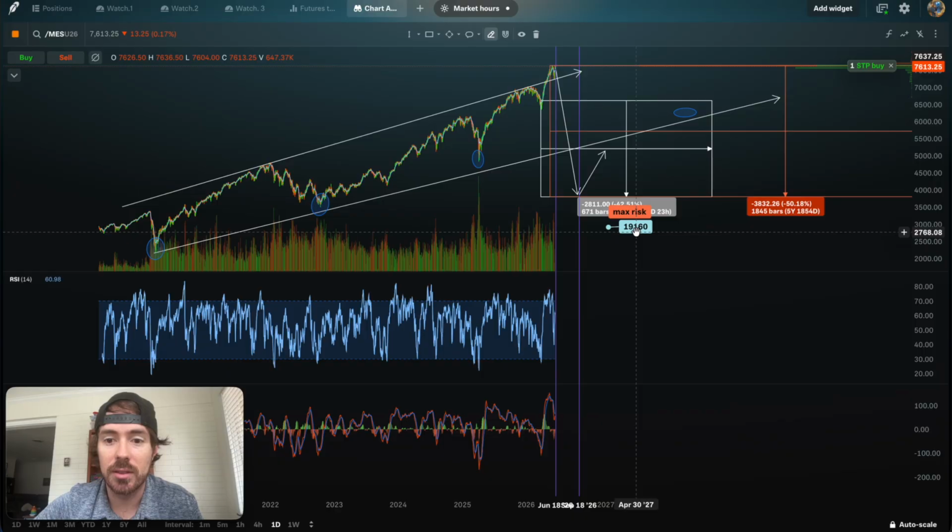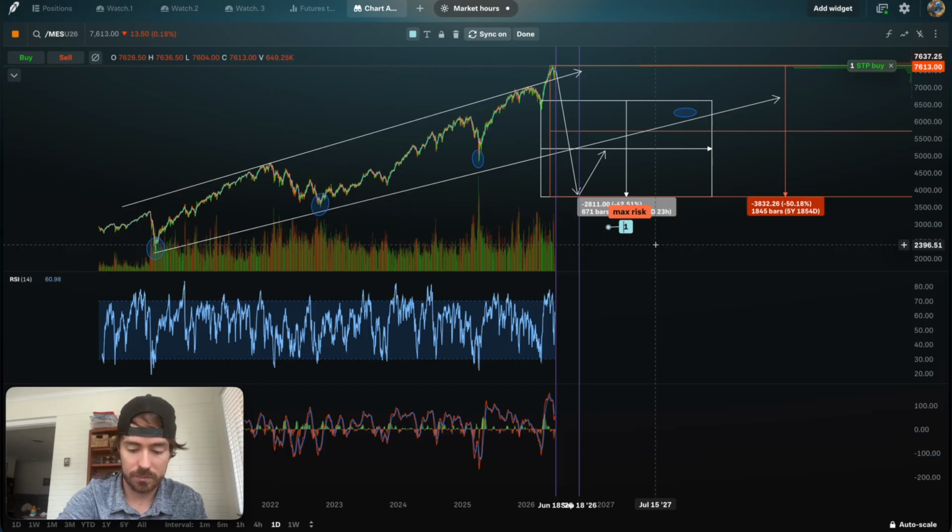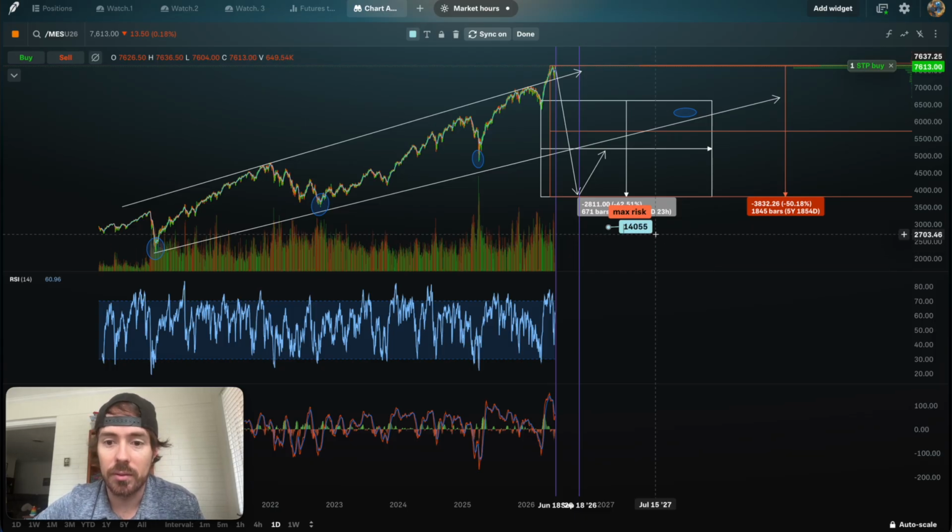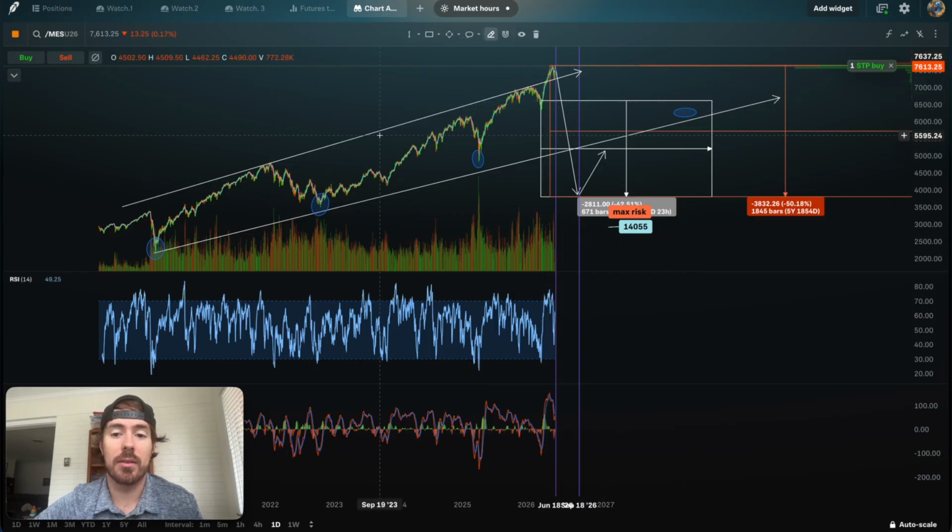So you would calculate this number. Say I have a position here and it starts going in the negative. I could draw this box, 2811. I'm going to multiply that by the multiplier of the contract that I'm trading. That's times 5, and this brings this number to 14,055. And pretty much, go look at your buying power. I got 32,000, half that, so 16,000.